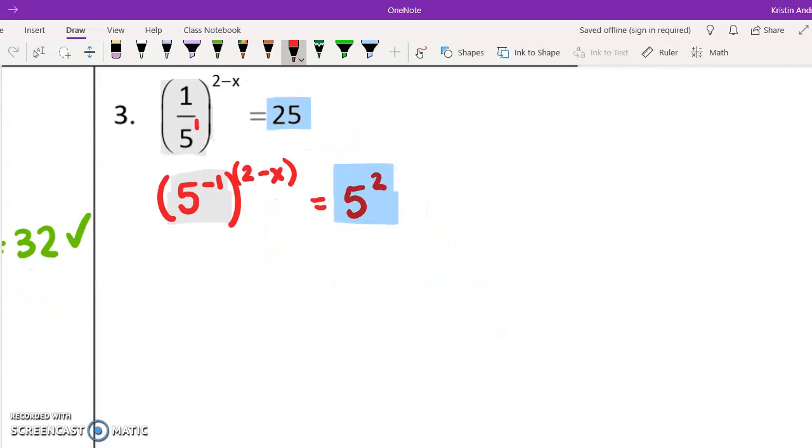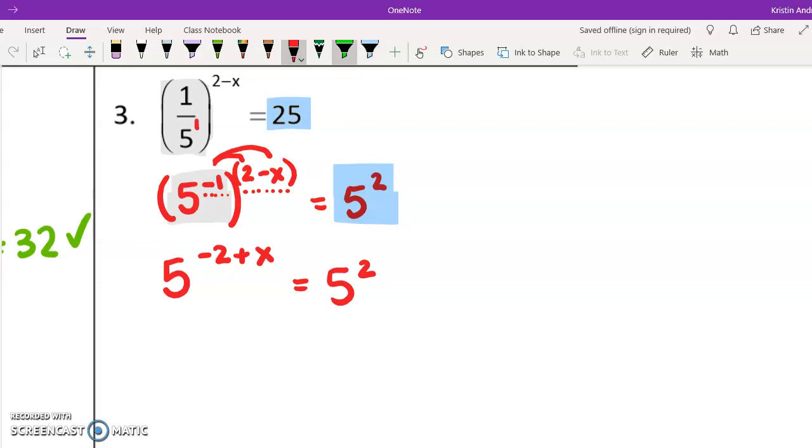So now what we have to do, we have a power in here, -1, and then we have a power on the outside. If you guys remember from studying exponents in the past, when you have a power raised to another power, these exponents get multiplied. So I have 5 to the -1 times 2 is -2. -1 times a minus x is a plus x. And that equals 5 squared from above in the blue.